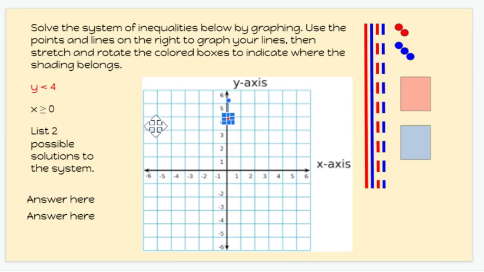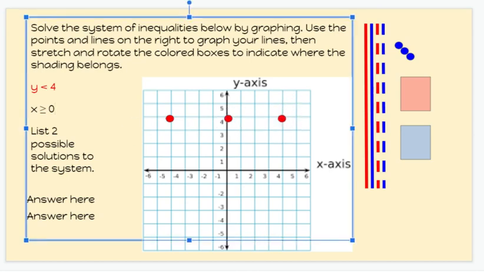Okay, I can choose any point that has a y value of 4. So that's not the only one. I could also choose this one over here. The y value is still 4. I could also choose one over here. It doesn't matter as long as your y value is 4, x can be anything. So I've already plotted my points, so I can move on to my next step, which is to decide what kind of line I need.